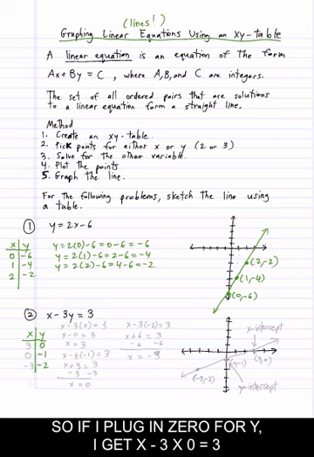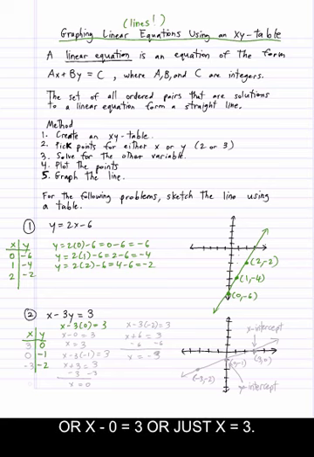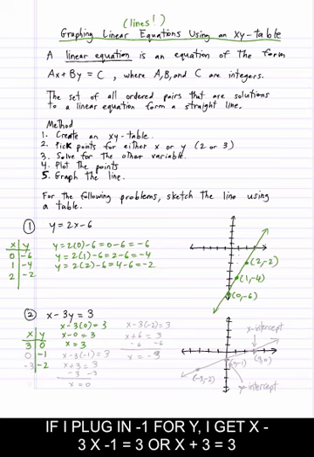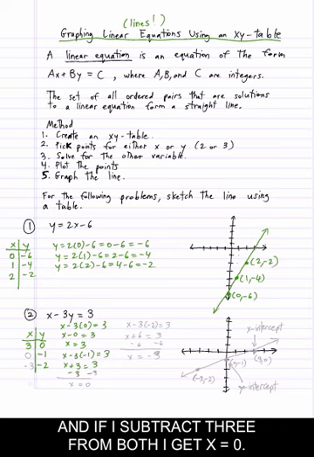So if I plug in 0 for y, I get x minus 3 times 0 equals 3, or x minus 0 equals 3, or just x equals 3. If I plug in negative 1 for y, I get x minus 3 times negative 1 equals 3, or x plus 3 equals 3. And if I subtract 3 from both sides, I get x equals 0.